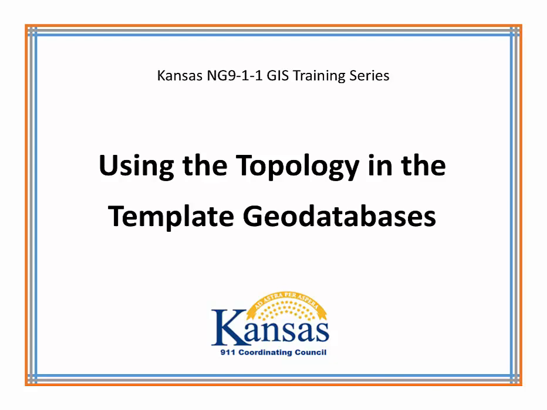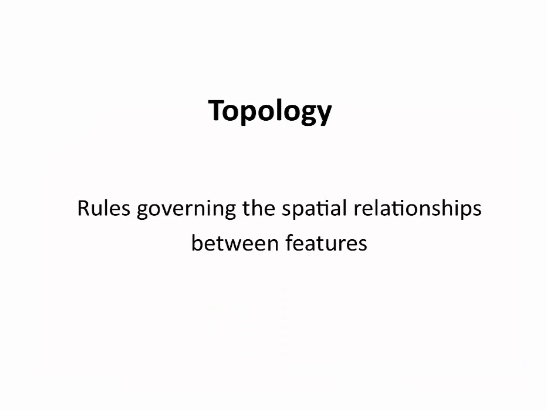Let's begin by talking about what a topology is. Topology are the rules governing the spatial relationships between features. Inside the Kansas NG9-1-1 GIS data model, features have defined relationships to other features in the same feature class and to the features in other feature classes. Road center lines, for example, cannot intersect each other. They also cannot intersect or cross the boundary of several of the polygon layers.